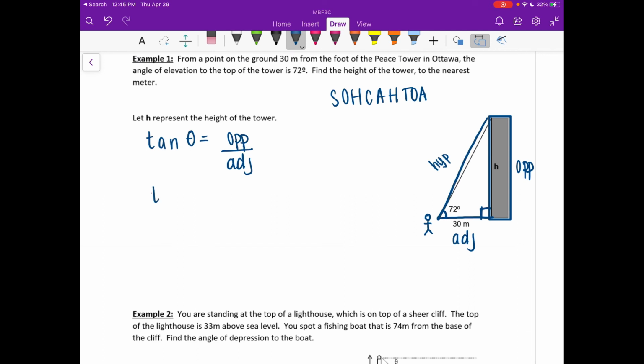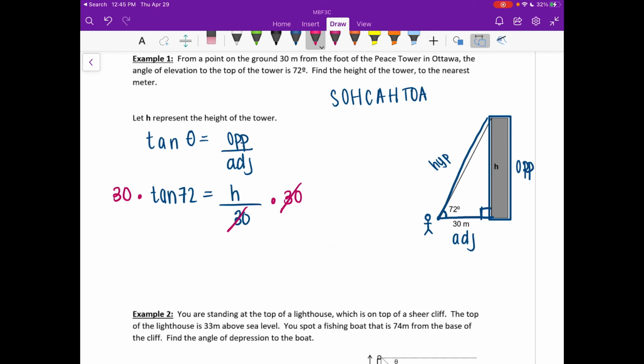My theta or my angle is going to be 72 degrees. My opposite side is h. My adjacent side is 30. To get rid of that 30 on that side, I'm going to multiply it, and I'm going to multiply it on this side because whatever I do to one side, I have to do to the other. And so then I'm left with tan 72 multiplied by 30.